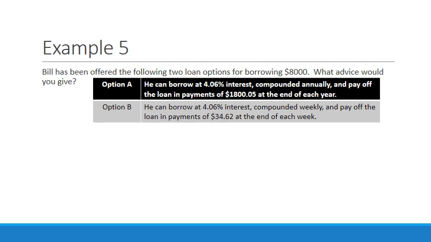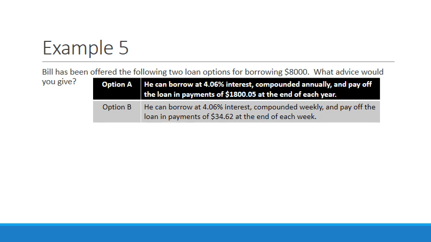Okay, our final example, example 5. It says, Bill has been offered the following 2 loan options for borrowing $8,000. What advice would you give? Well, before we can give any advice, once again, we actually have to see what these things cost. And once we know the cost, then we can give some advice. So let's check out what each option would cost Bill in his scenario, and then we can advise.